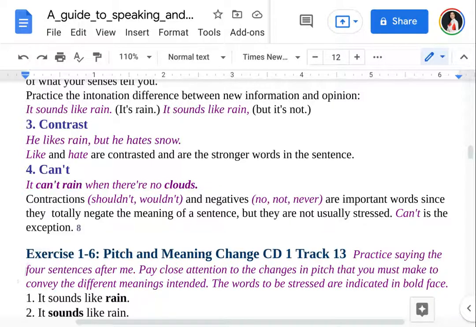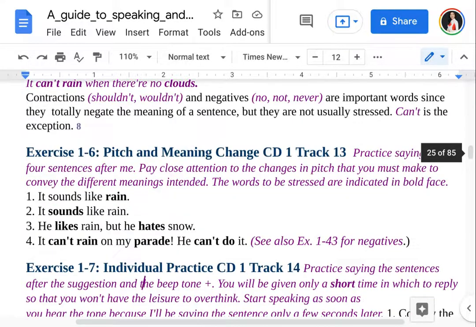4. Can't. It can't rain when there are no clouds. Contractions, shouldn't, wouldn't, etc., and negatives, no, not, ever, are important words since they totally negate the meaning of a sentence, but they're usually not stressed. Can't is the exception.